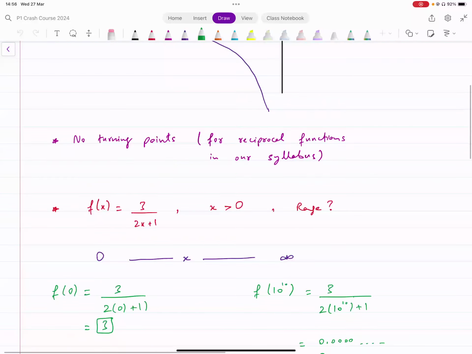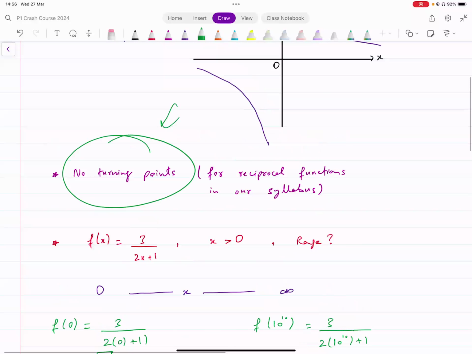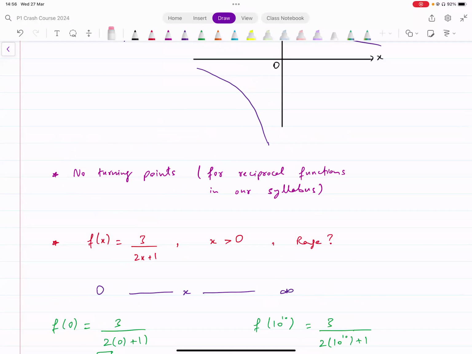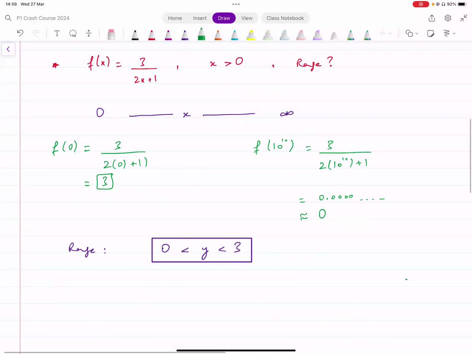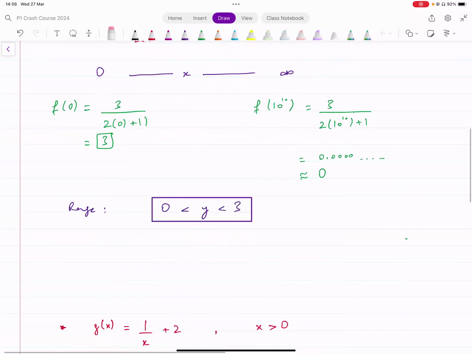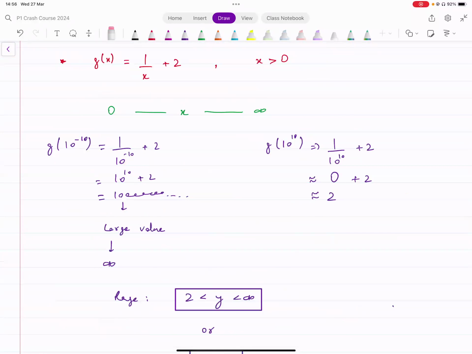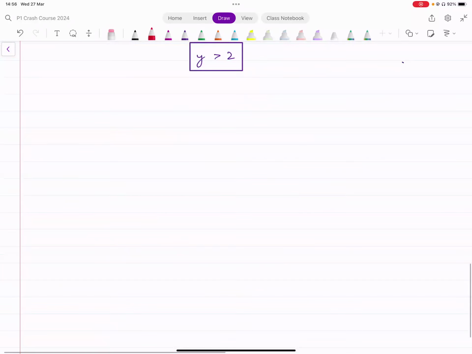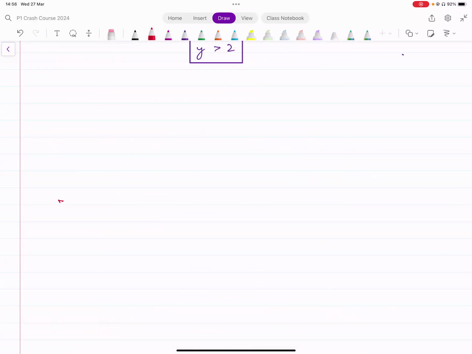Since we know we are not going to have any turning points, we just look at what happens at the end point, right? What happens when x is at its minimum value and what happens when x is at its maximum value. We just see what happens at those two extreme points of x, extreme values of x, and that's going to give us the range of the function. Okay, let's take another example, and then we'll move on to the next concept after that.